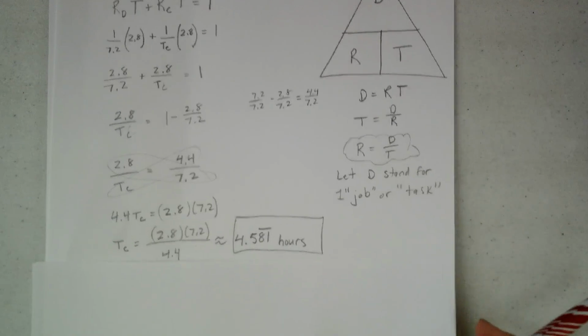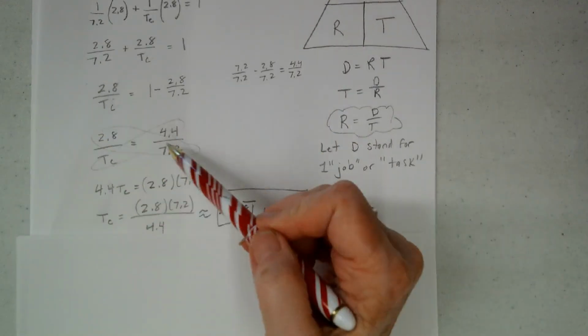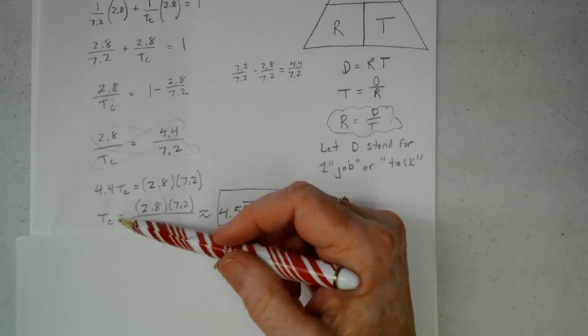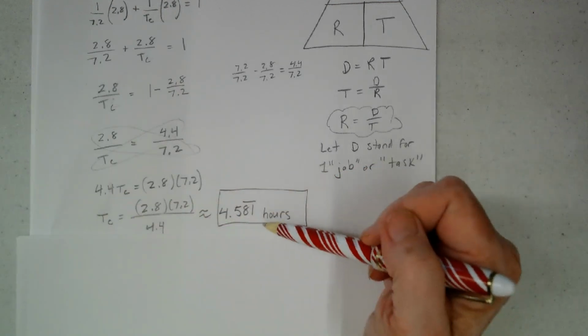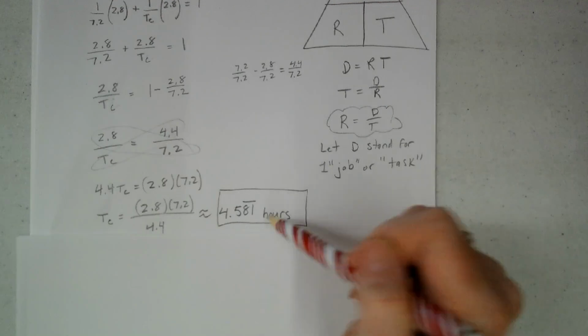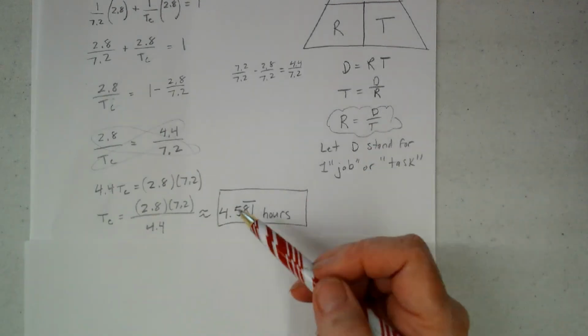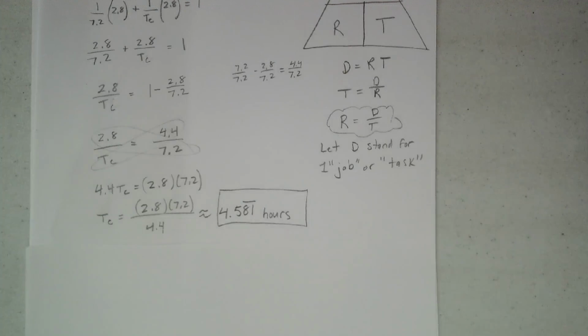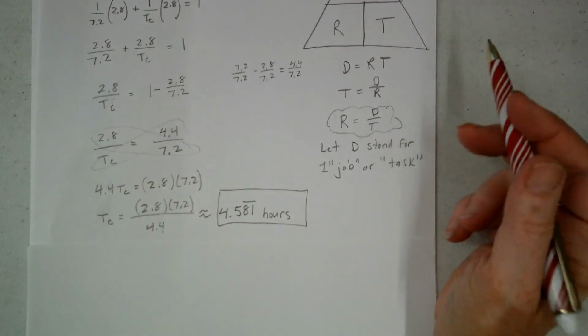Anyway, with cross products, you multiply these two together, and multiply these two together. Then I just divided both sides by the 4.4, and that gave me the hours without me having to get the reciprocal. So that is actually the time of Camille. And that's the answer, 4.58 hours. And your answer key is wrong. It says 4.8, and it's not. It's 4.58.